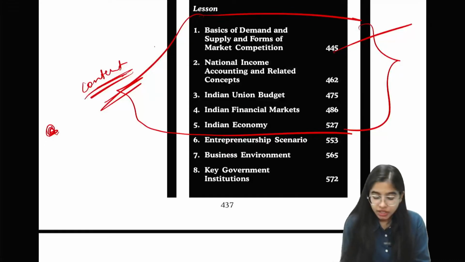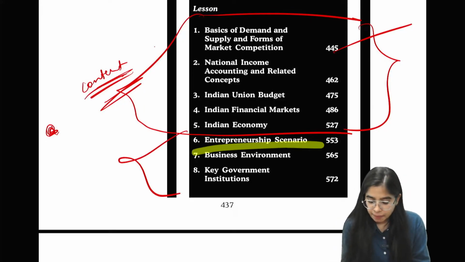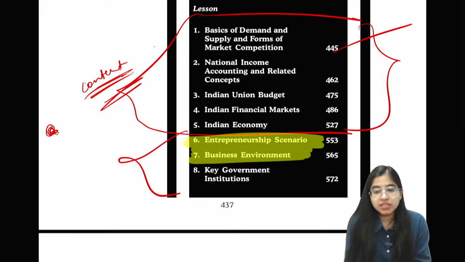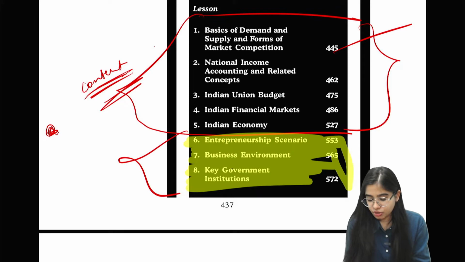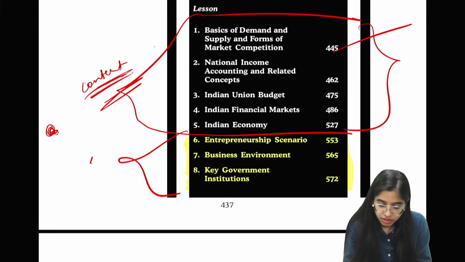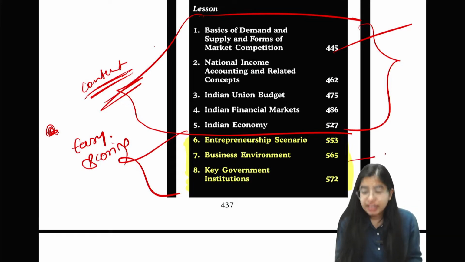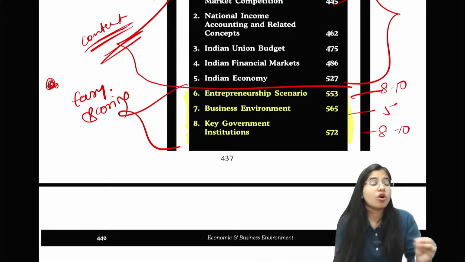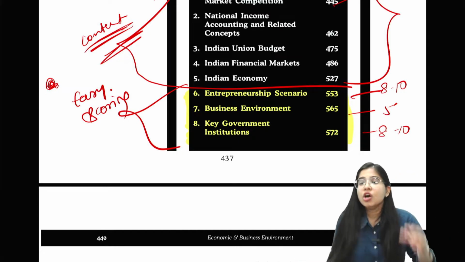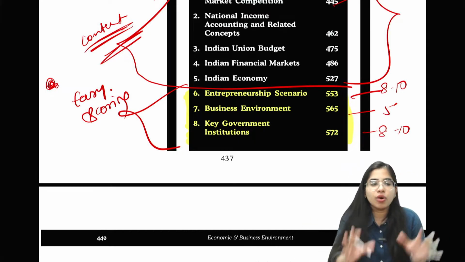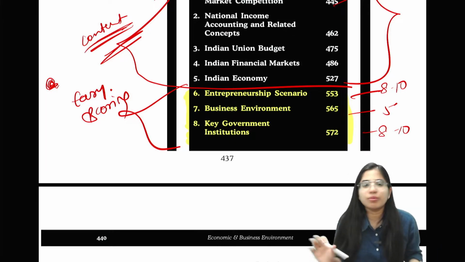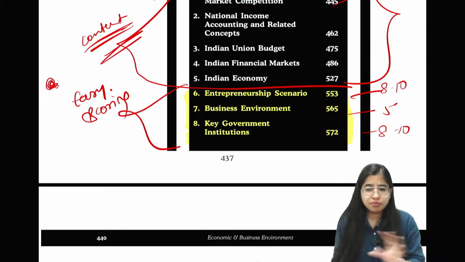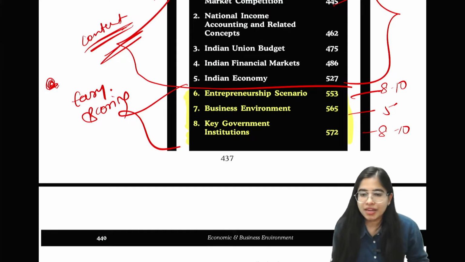And ma'am, I want to tell you that your business environment consists of only 3 chapters. Chapter number 6, environmental scenario; chapter number 7, business environment; and chapter number 8, key governmental institutions. These 3 chapters are very scoring, very easy, and small. Hardly 5 pages, hardly 8 to 10 pages. The content is not much, and it's very easy. In class itself, I'll tell you all the important things, and I'll make you memorize whatever you have to memorize, a few numbers, in the class itself.